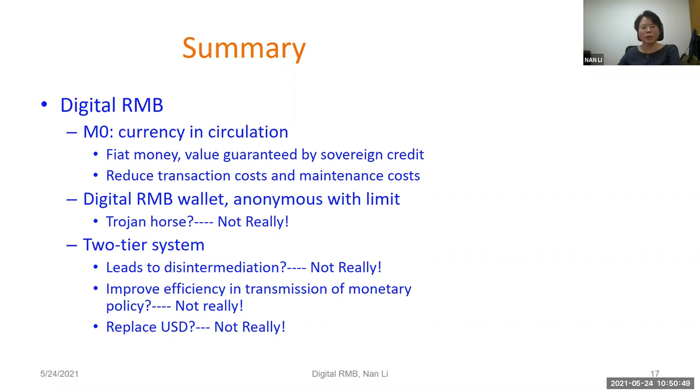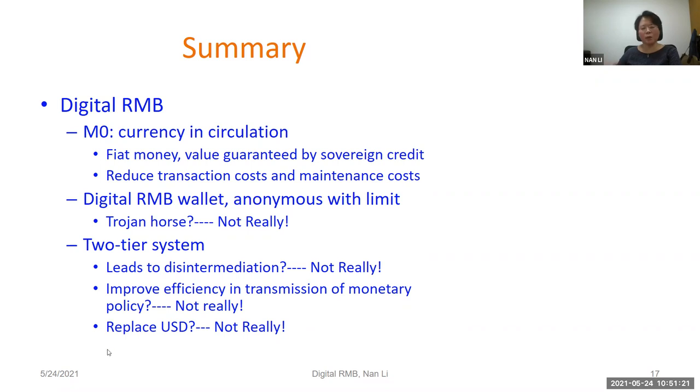And it will not help too much to improve the efficiency of the transmission of monetary policy in our system, because the efficiency of the transmission of monetary policy is mainly related to whether the blood vessels themselves are clean and clear. So whether we can remove the frictions in our banking system is what really matters, not whether the blood in that vessel is type A or type B.